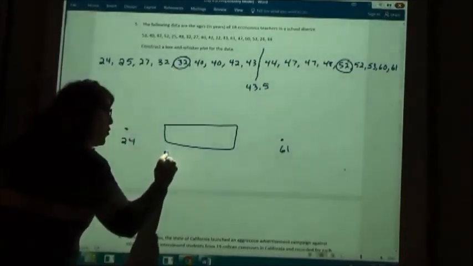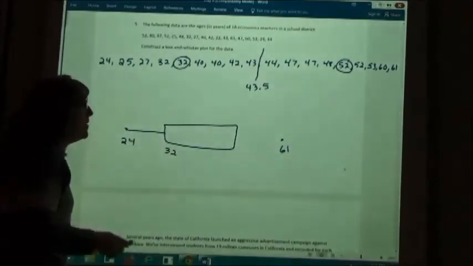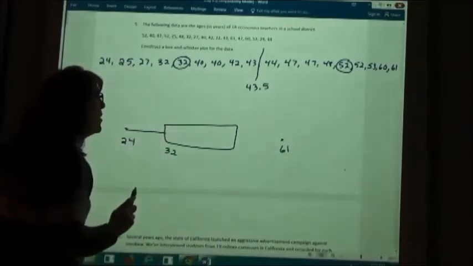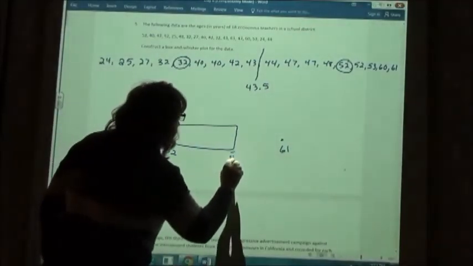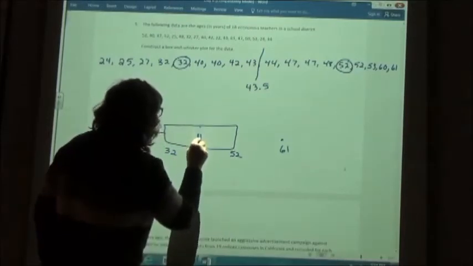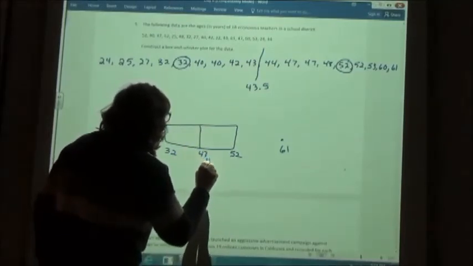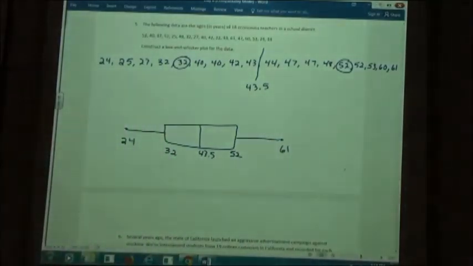32 was my first quartile, so I'm going to make my line there. My median was at 43.5. Let's see, this one was at 52, 43.5. That'd be a little closer to 52. We'll just say it's about there. Finish my little whisker there. And it's going to look something sort of like that when I'm done.